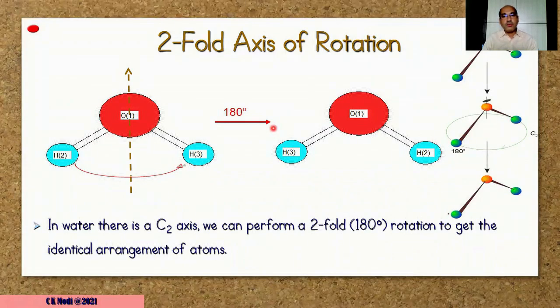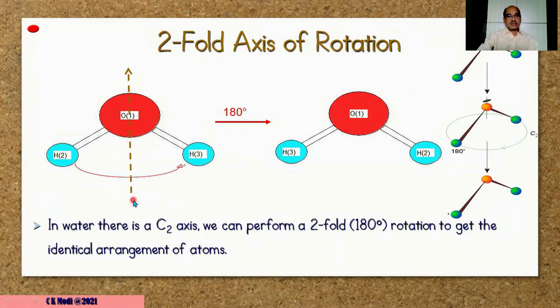Now the two-fold axis of rotation. Look at this. Why is it called C2? Okay. So why is this imaginary axis called C2? Now this is an example of a water molecule. This is oxygen, which is situated at the center, and these are the two hydrogens.